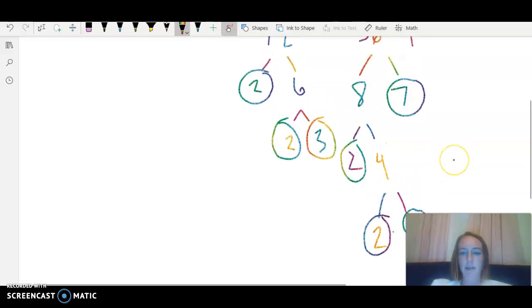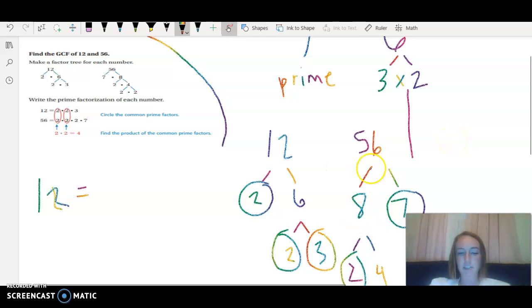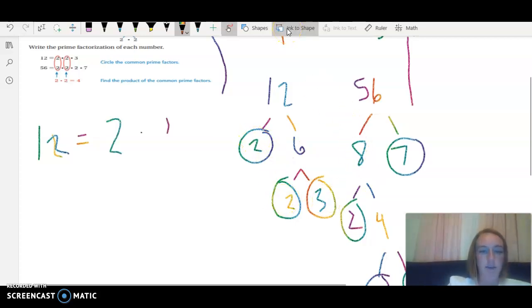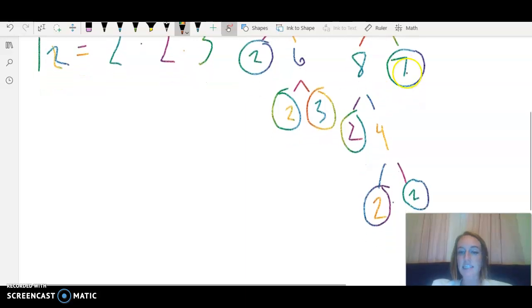We go back up here. The prime factorization of 12 is 2 times 2 times 3. Let me write that down. And the prime factorization of 56 is 2 times 2 times 2 times 7. So make sure we remember all of those numbers.